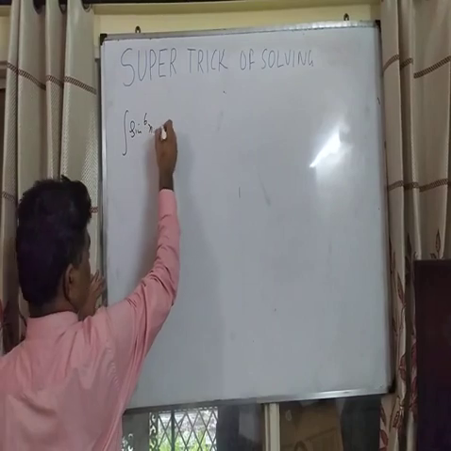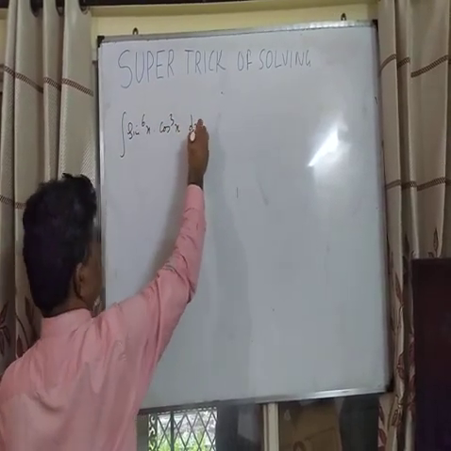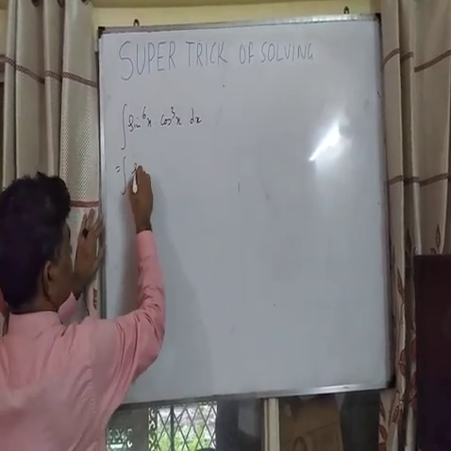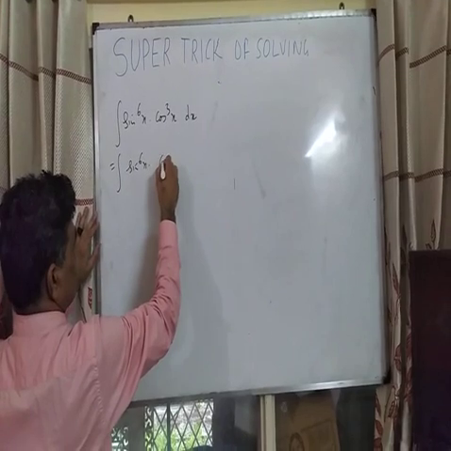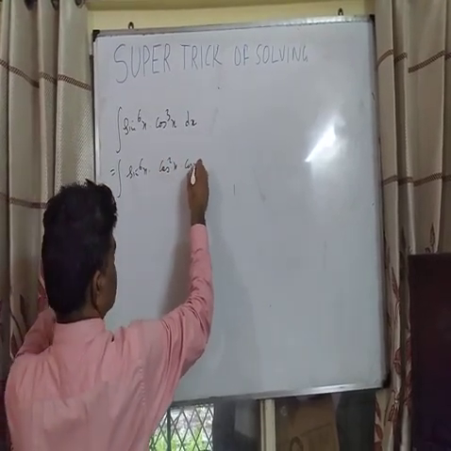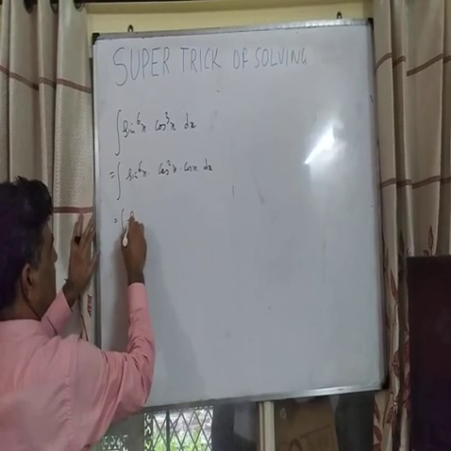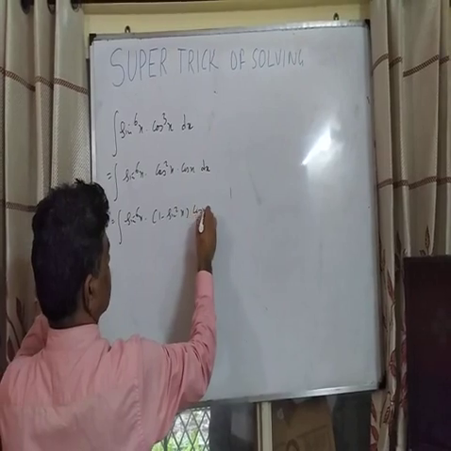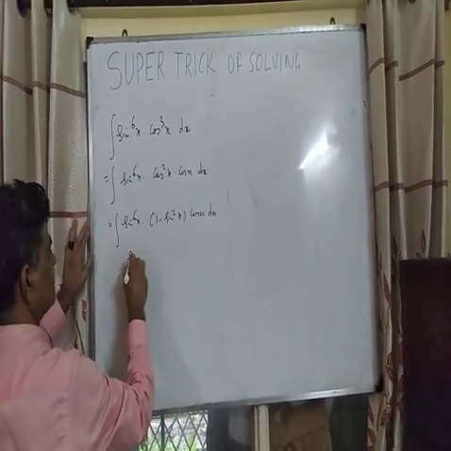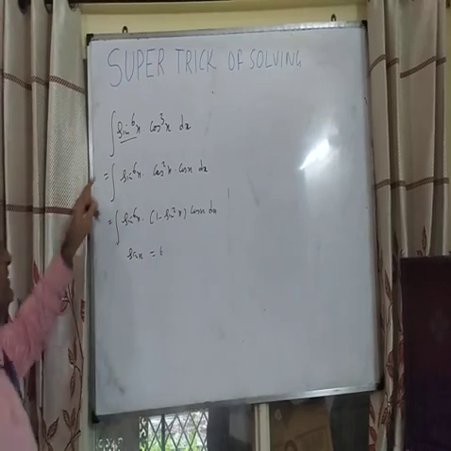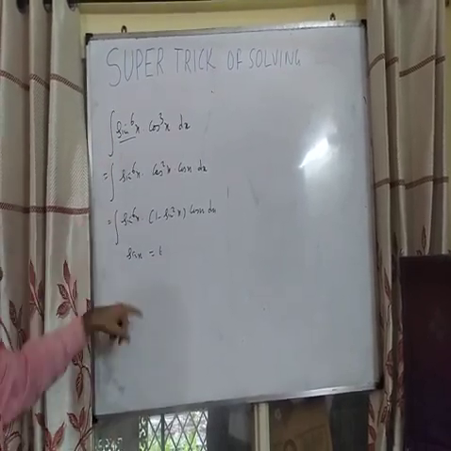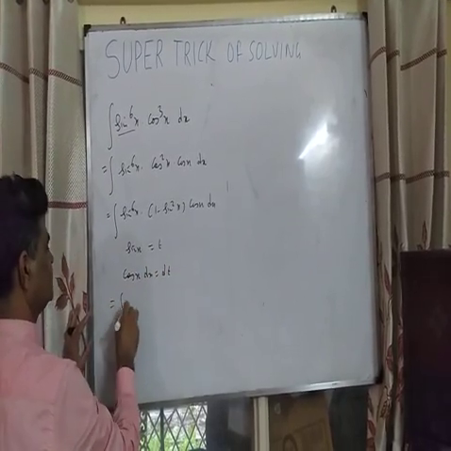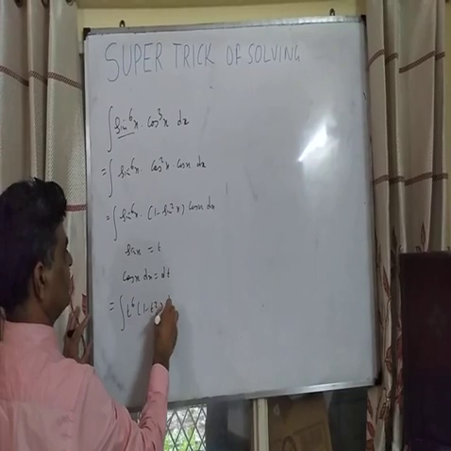Integrate sin to the power 6x cos to the power 3x dx. Now what we are doing: cos to the power 3x, we can write as cos square x into cos x dx. Now cos square x is 1 minus sin square x, times cos x dx. So here we take sin x equal to t. Since it has the even power, we take sin x as t. So cos x dx equals dt. So this is t to the power 6 times 1 minus t square dt.